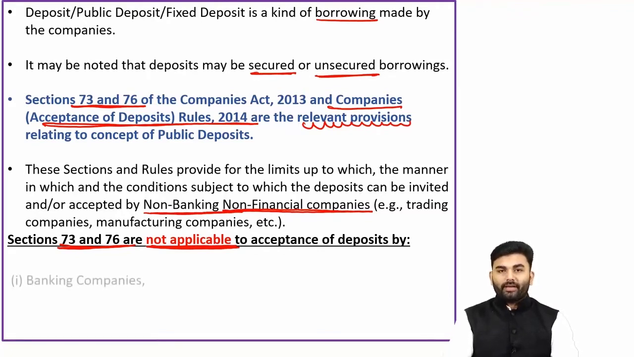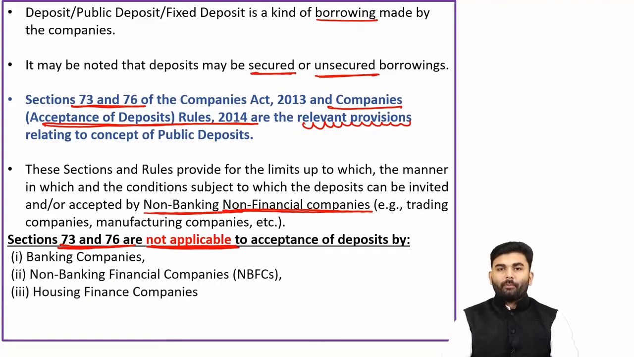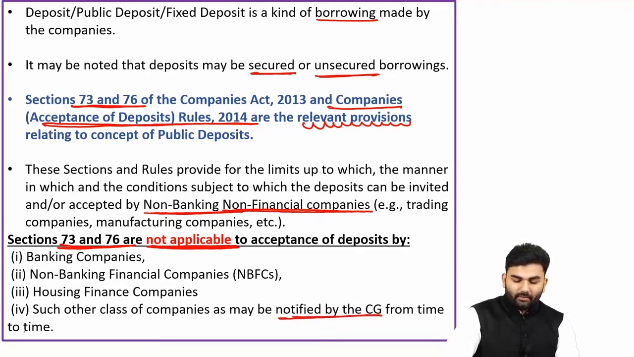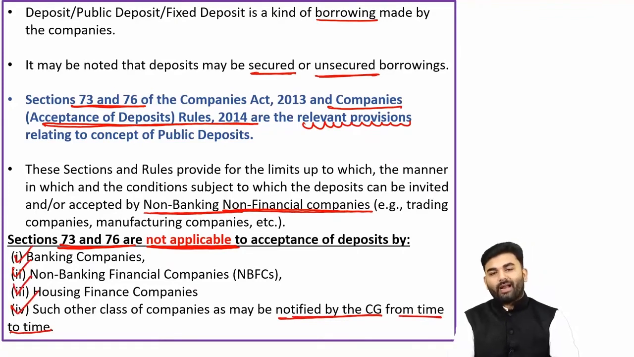However, both section number 73 and section number 76 are not applicable upon a banking company, an NBFC, a housing finance company and all such other classes of companies which are notified by the central government from time to time. Whenever these companies raise funds through deposits, they do not follow the provisions of section number 73 and section number 76. In fact, they will be following their own norms, their own rules and regulations.